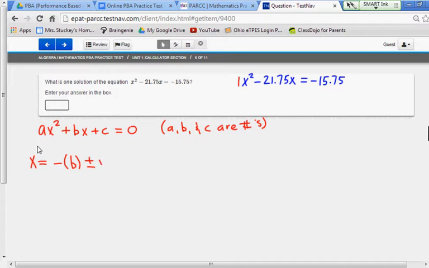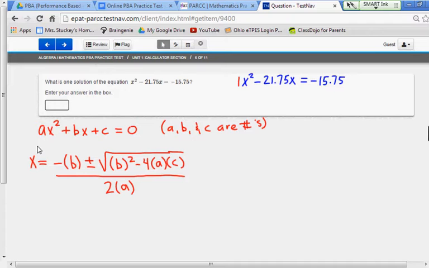plus and minus the square root of b squared minus 4 times a times c. That whole sum or difference is then divided by 2 times whatever a is in that equation.